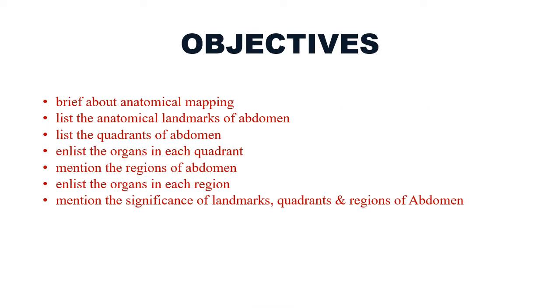The following are the objectives that we'll be addressing in this session: anatomical mapping, the anatomical landmarks of the abdomen, the quadrants of the abdomen, the organs in each quadrant, the regions of the abdomen, the organs in each region, and finally, the significance of landmarks, quadrants, and regions of the abdomen.